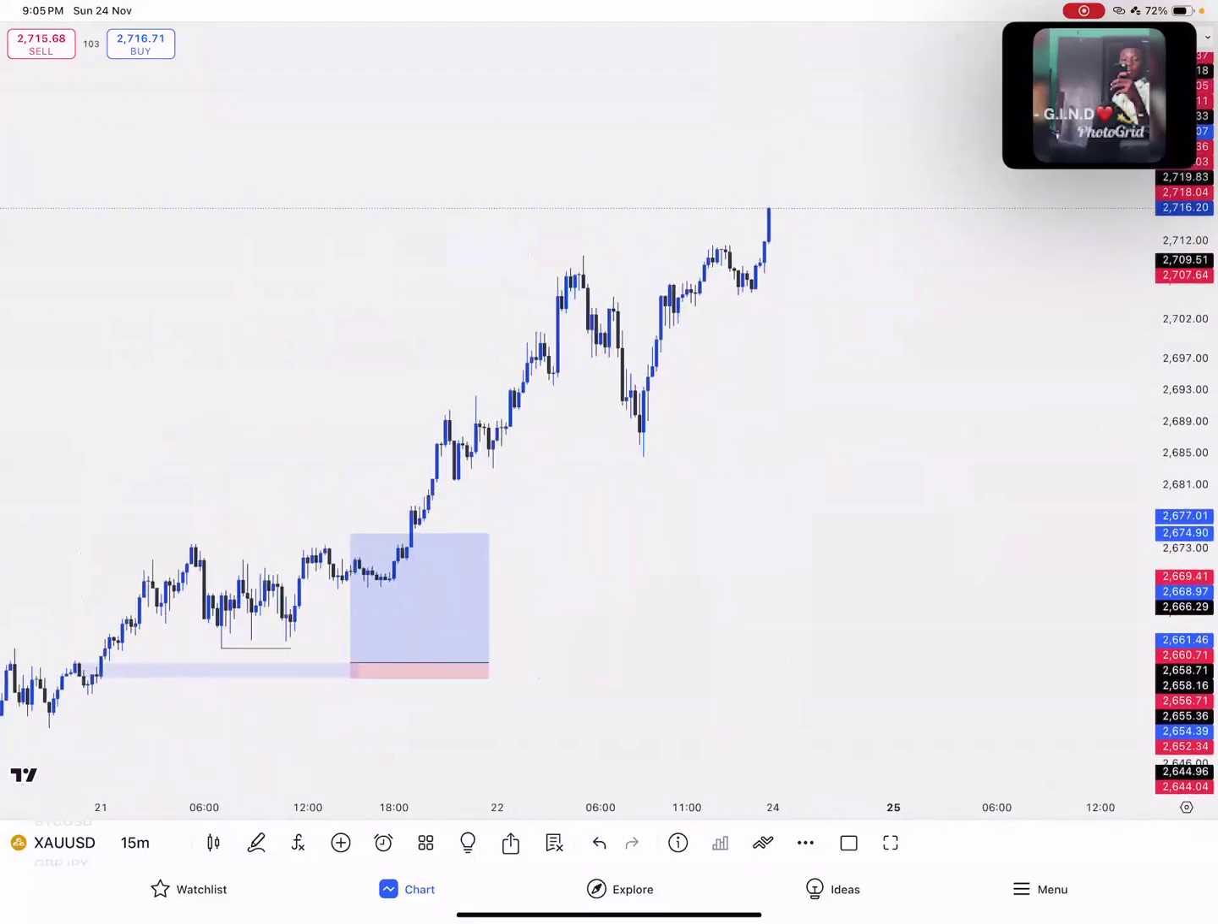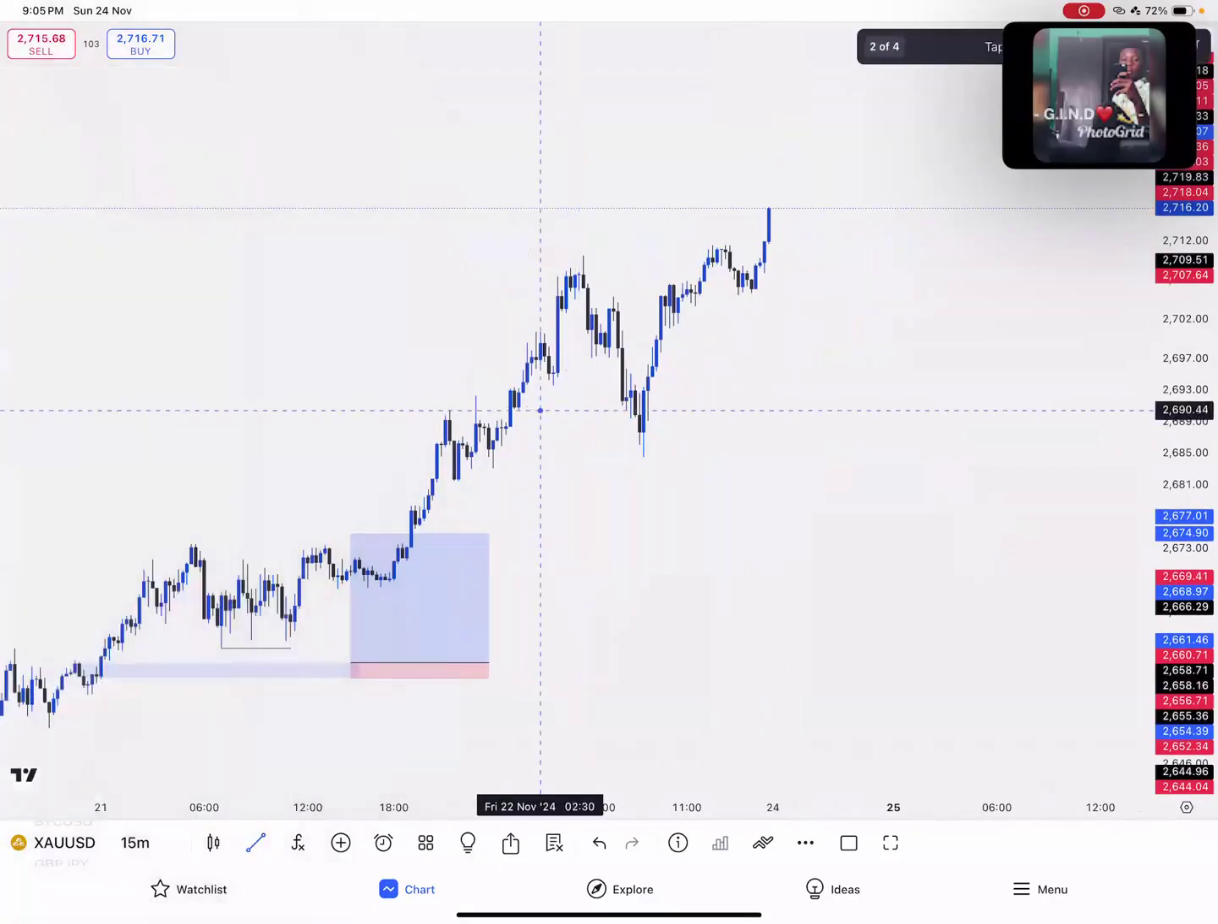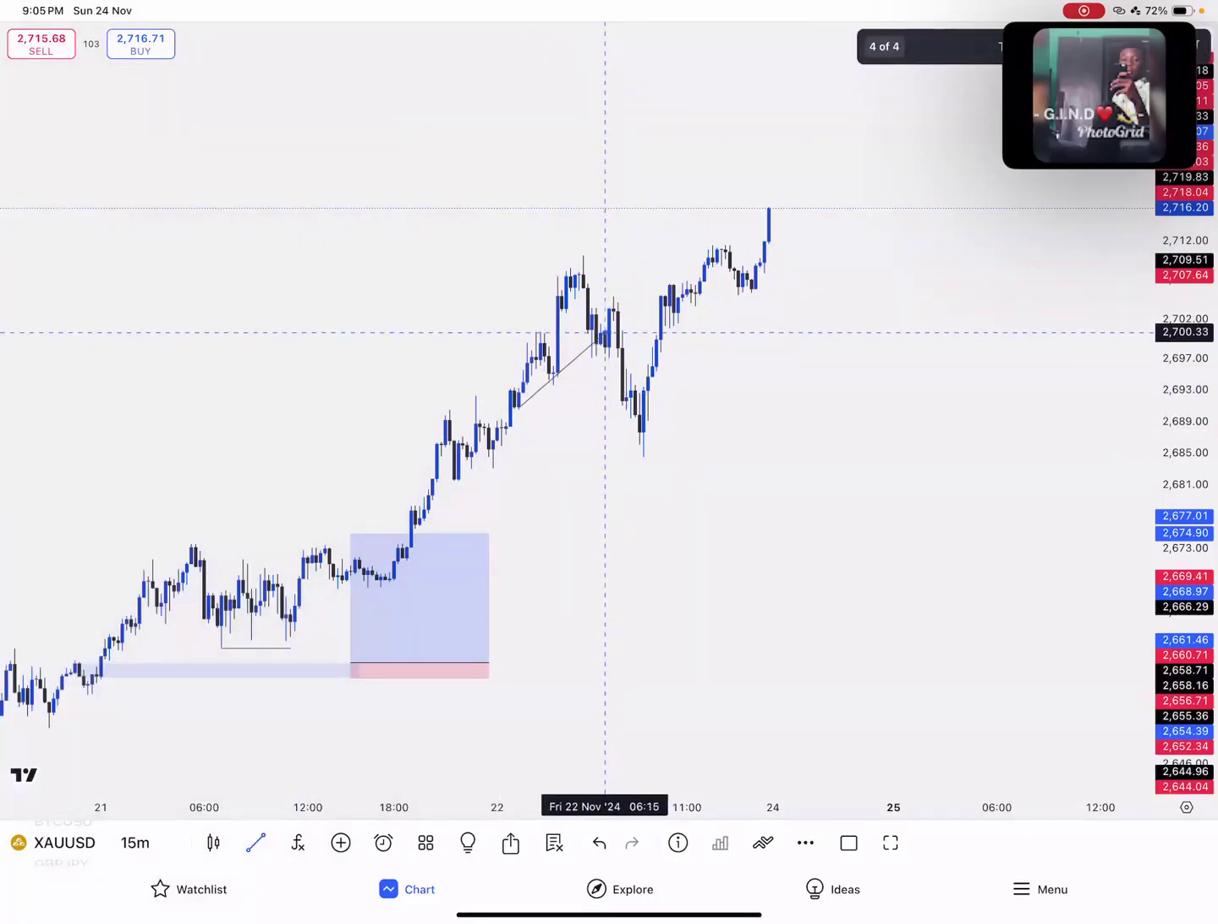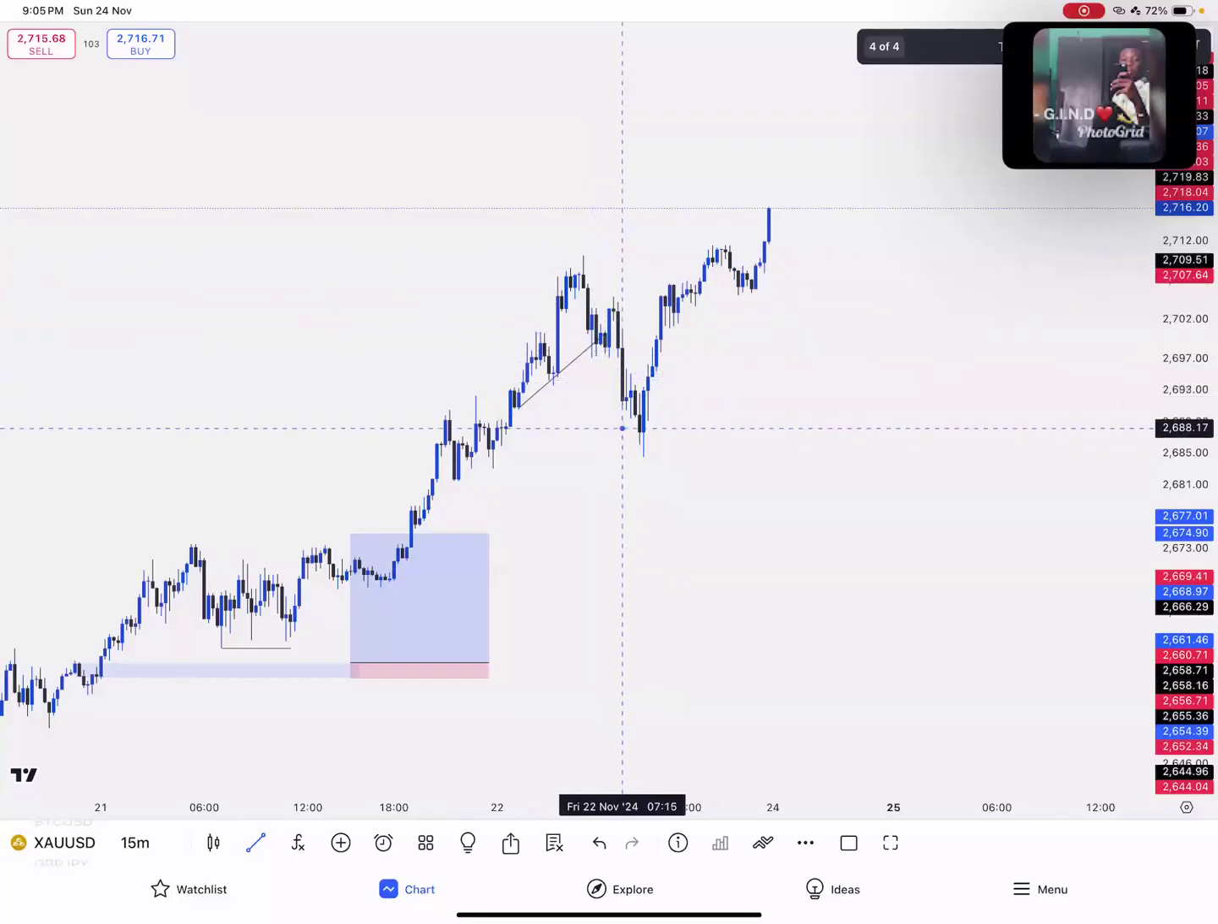Where your point of interest is, this is the breaker block. This is the trend line liquidity here. This is where the market started the whole trend. And the market swept that trend line liquidity here to now trigger this breaker block for a buy.